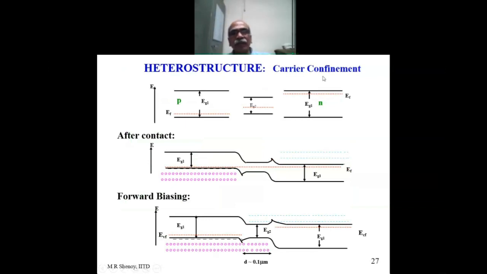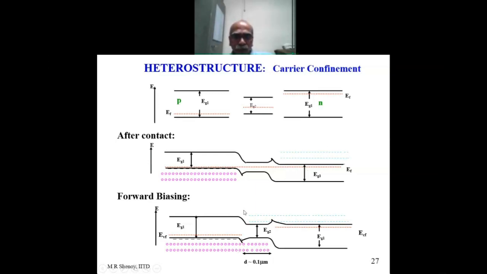So here is the double heterostructure energy band diagram before contact. There's a P side, an N side, and a thin layer of low band gap material. When you make contact, the energy band diagram gets modified like this. Why these kinks, etc., I will not go into; you can always see detailed lectures on this.